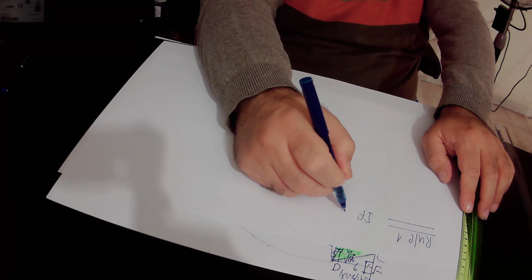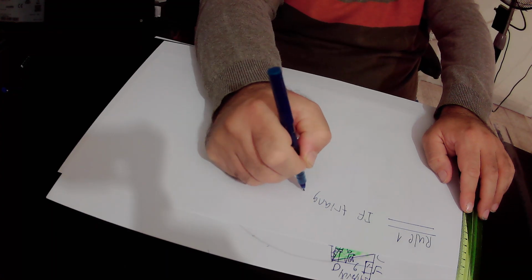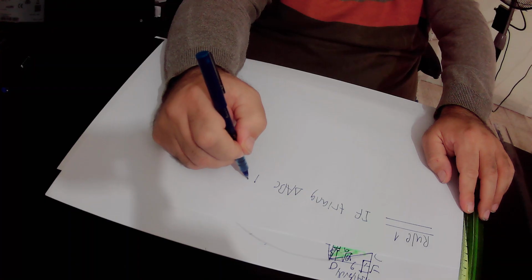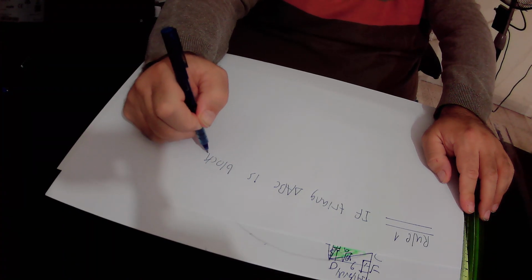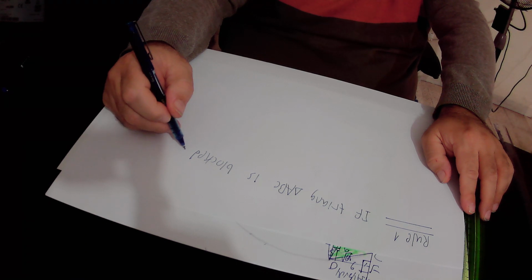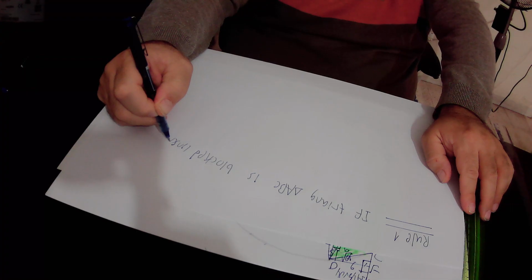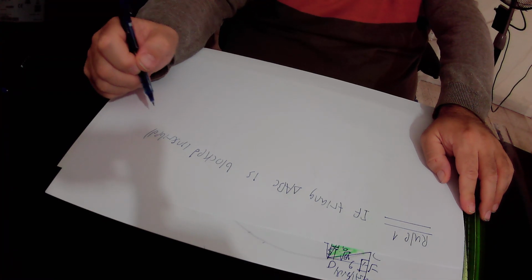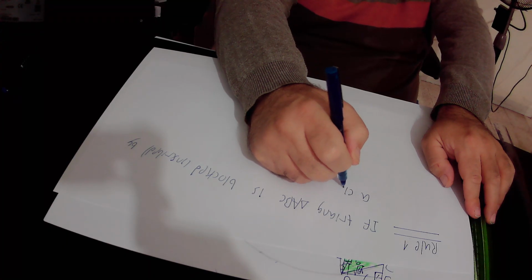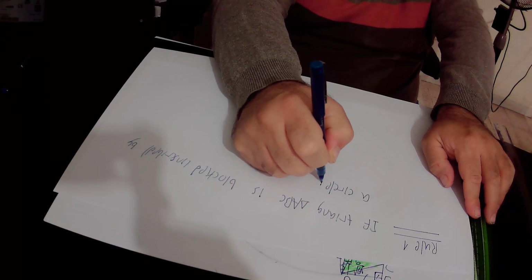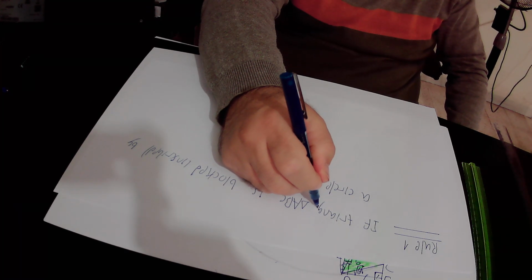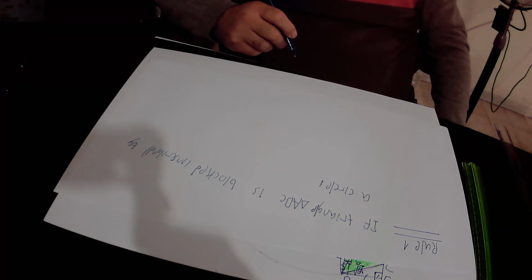if triangle ABC, that will be any triangle, is blocked, or you can use the word blocked or inscribed, by a circle, then we actually can find the radius of the circle that inscribes or blocks triangle ABC using a special formula.